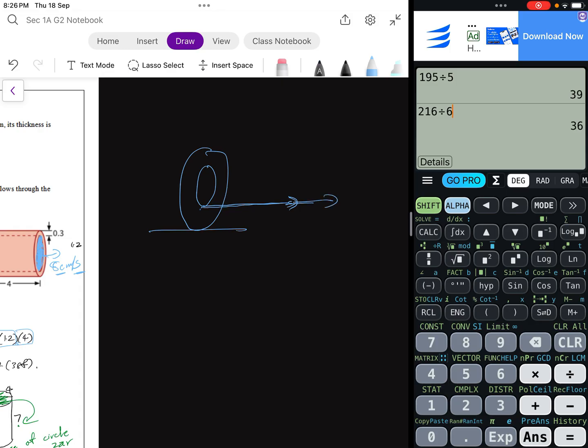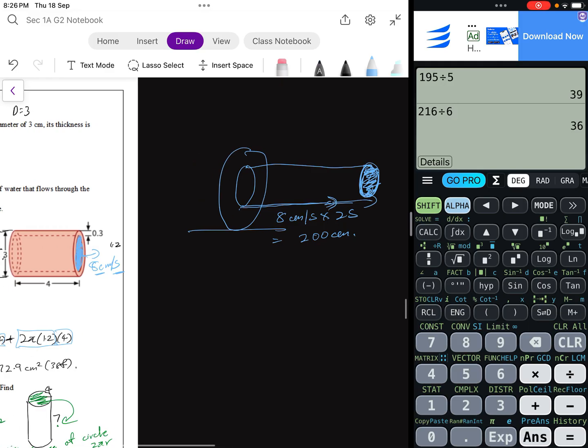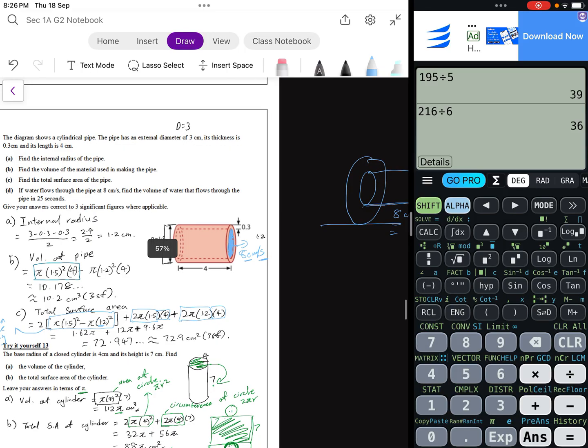So if it keeps coming out at 8 cm per second, it means that in 25 seconds, let's say the water comes out this way, what is the length of the water that actually comes out? Let's say the water just carries on magically. It should be 8 cm per second times 25. So this will be the length of the water that comes out. So actually we're trying to find the volume of this cylindrical amount of water that's coming out. Let's say like a block of ice is coming out this way. Your height will be 200 cm. So we just need to take the area of the internal circle times 200 cm to find our volume of water that flows through.